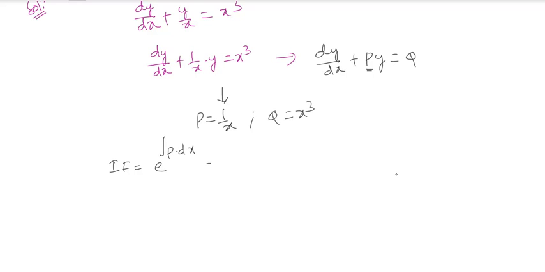So which is equivalent to e to the power of integral 1/x dx. So again you will have e^(log x). The exponential and log will get cancelled, so the integrating factor will be x. Now the solution will be what?